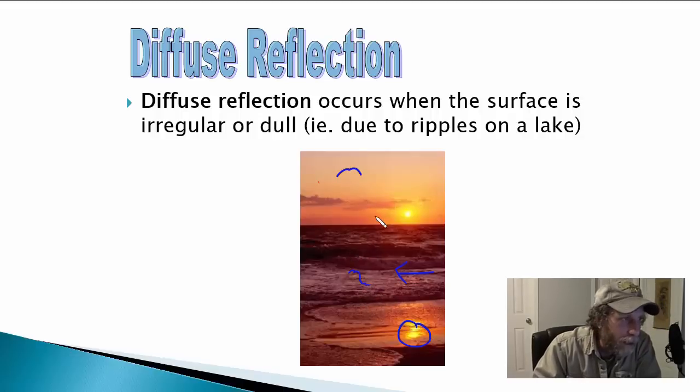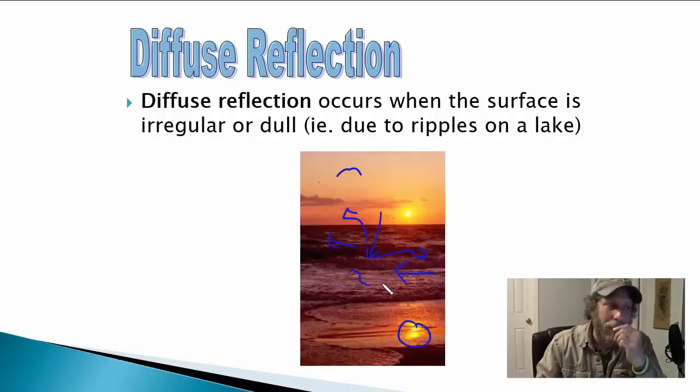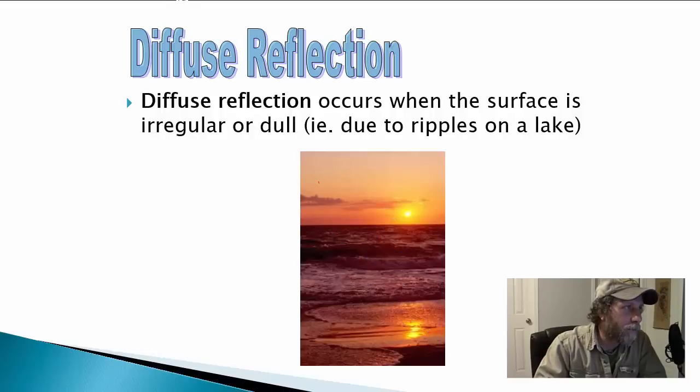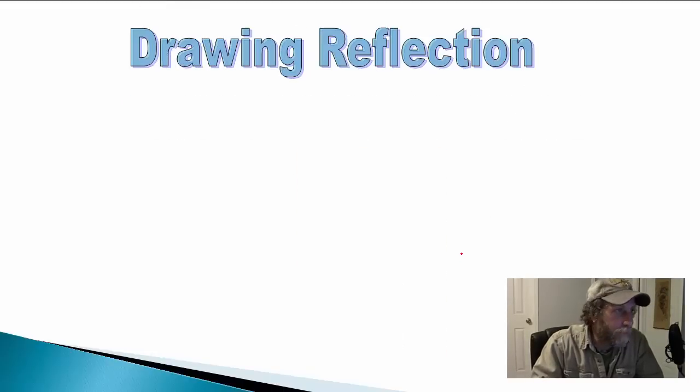It's all messed up because when the light comes down in a straight line and hits the surface, it starts to bounce off in all kinds of weird directions because of the irregularities of the surface. This is called diffuse reflection. Okay, great, let's move on.